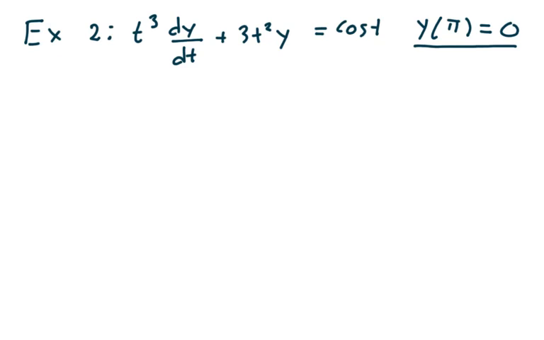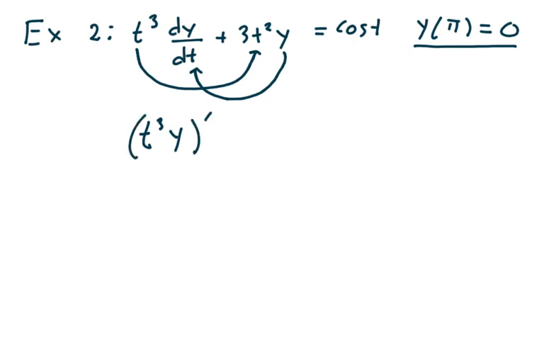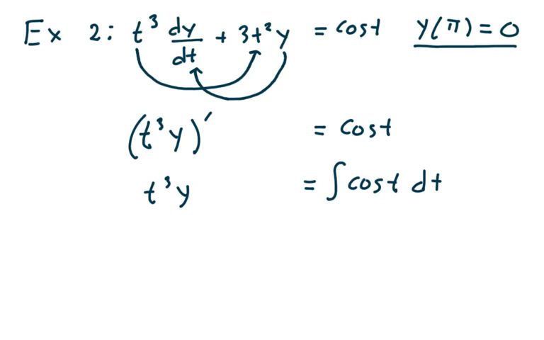Now, we can go through the integrating factor just like in the first example, but I want you to notice something. Notice how the derivative of t cubed is 3t squared, and the derivative of y is dy dt. And so what that means is I could write this as the derivative of t cubed y, and this is equal to cosine of t. But what that says is t cubed y is equal to the integral of cosine t dt. So t cubed y is equal to sine t plus some constant c.